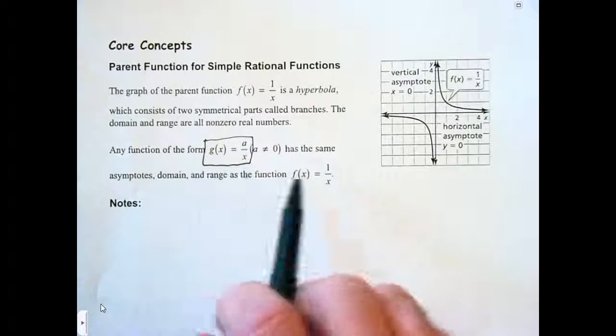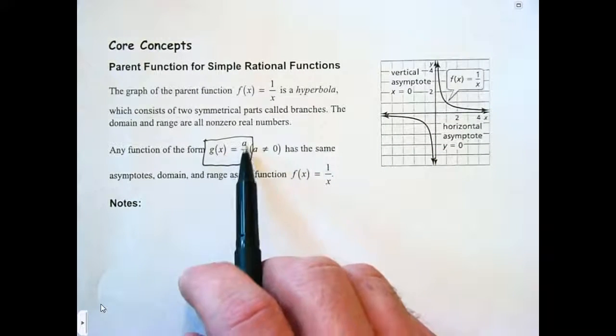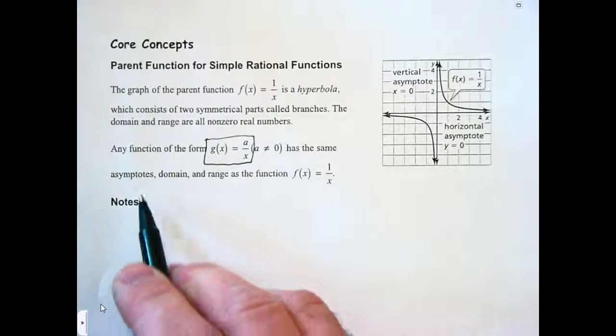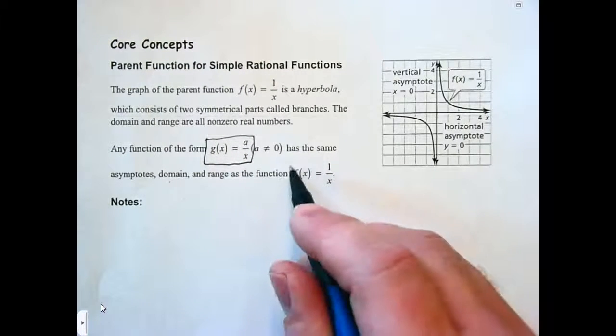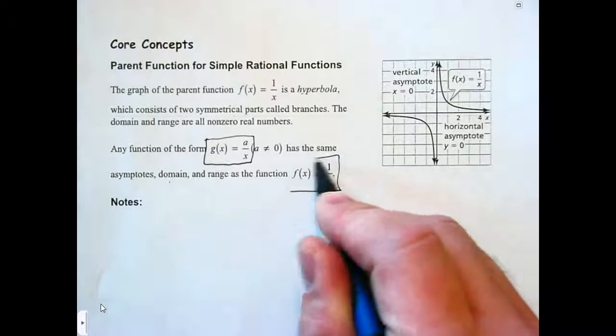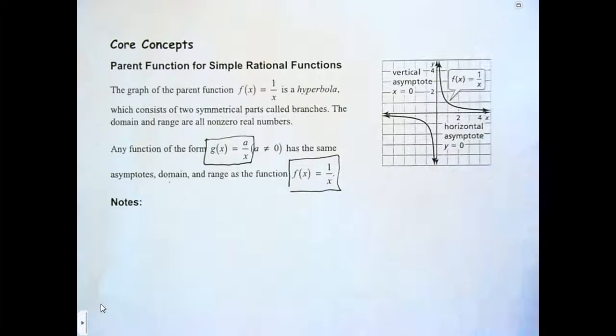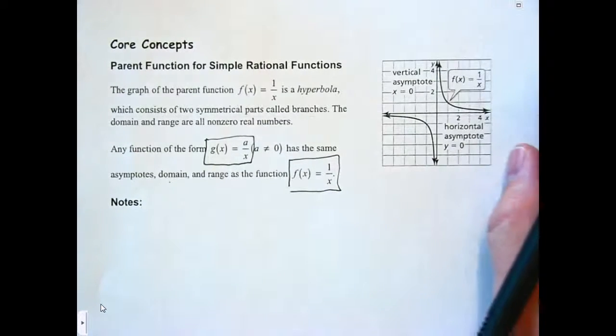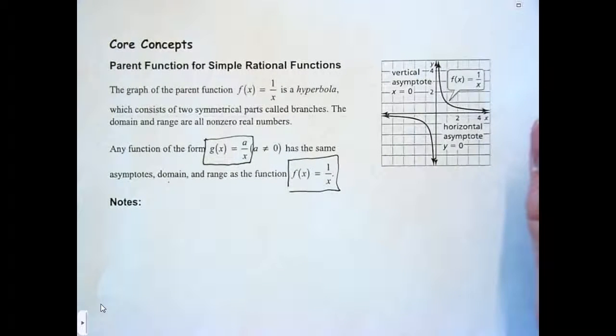All of the functions in the form g of x equals a over x will have the same asymptotes, domain and range as this function right here, 1 over x. So the asymptotes, domain, and range will stay the same. In other words, the graph is not shifted at all.